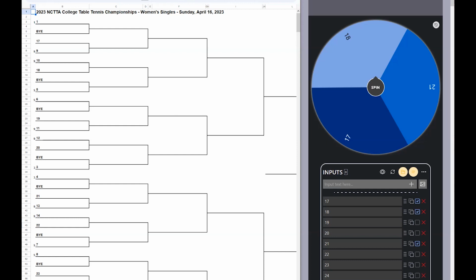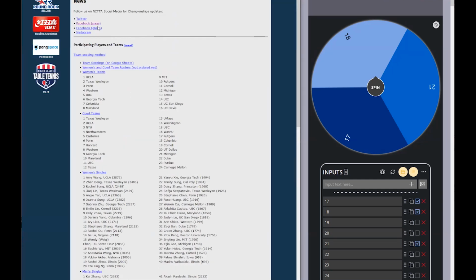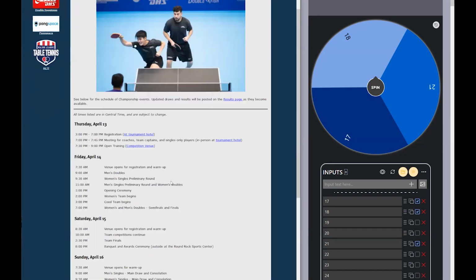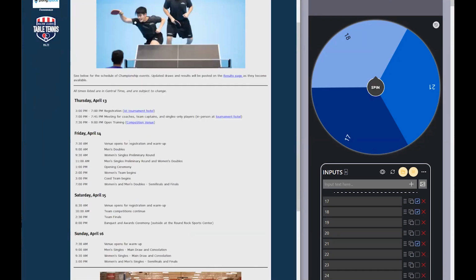And then we start at 9 a.m. right on the Friday for the team event. Yes. No, we don't. There is a tentative schedule on the website here under event information. So the first event will be men's doubles at 9 a.m. Oh, different. Okay. Different than my memory. Yeah. Okay. It is a little different.